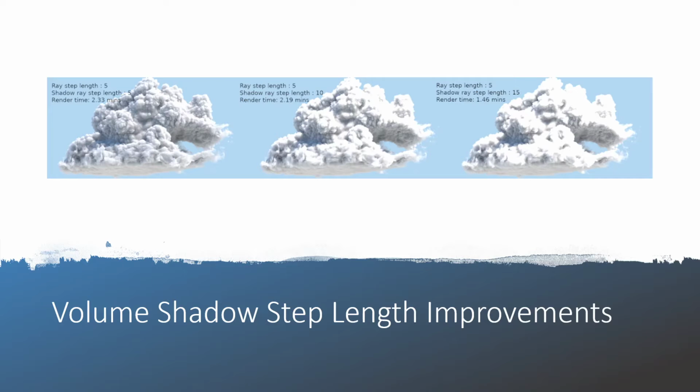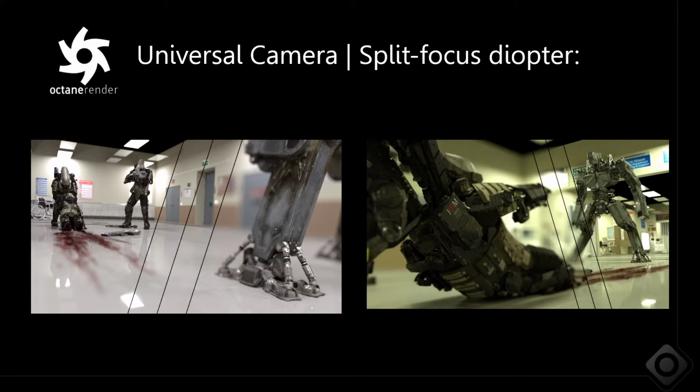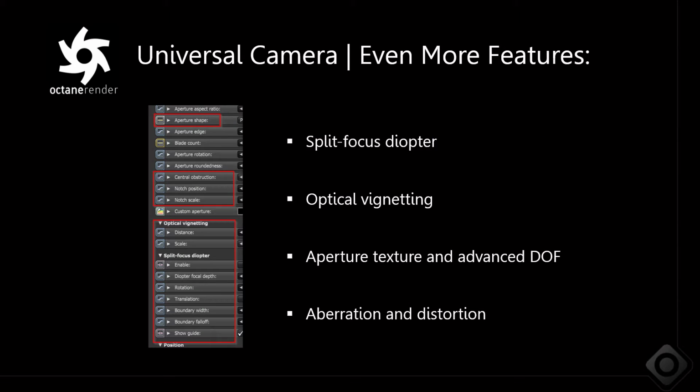Here in this slide, we're showing that we added a separate shadow step length for volumes. Volumetric rendering is something that is absolutely beautiful in Octane, but we're working on features that can make it even faster, give you more control as artists. Universal camera got a lot of improvements. One of them was a split focus diopter, which you're seeing here, allows you to change focus plane. Again, we're sort of writing all of these shaders in OSL, but artists want to be able to have them, so we're baking that into the universal camera.